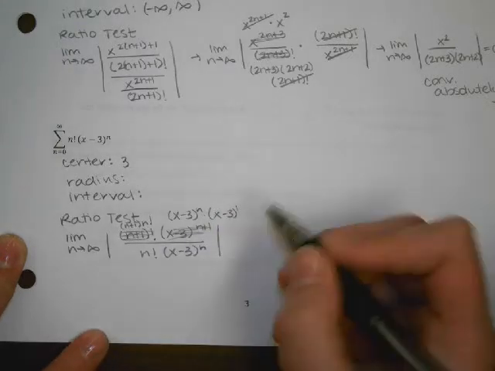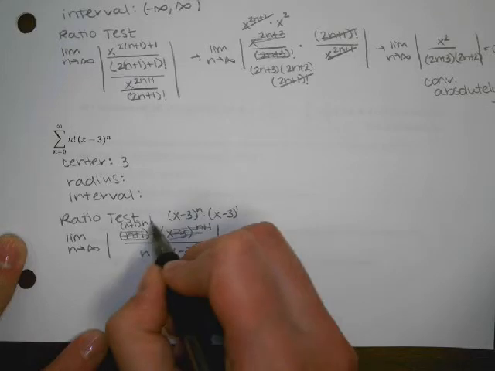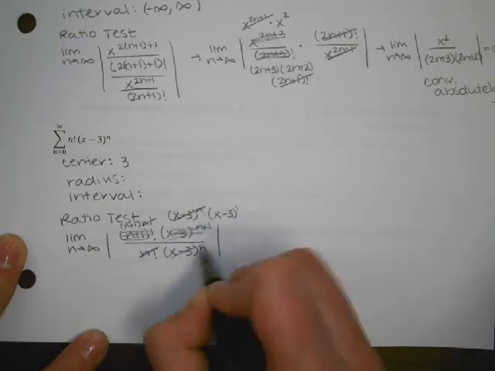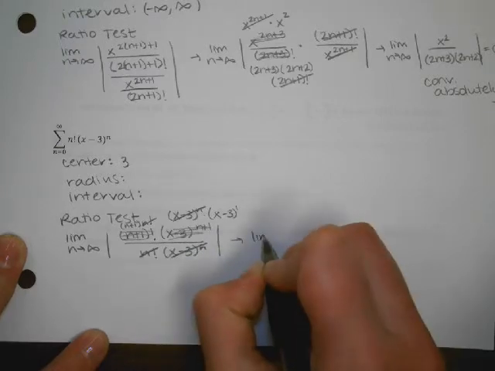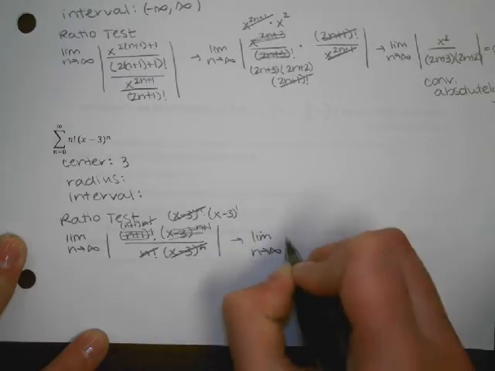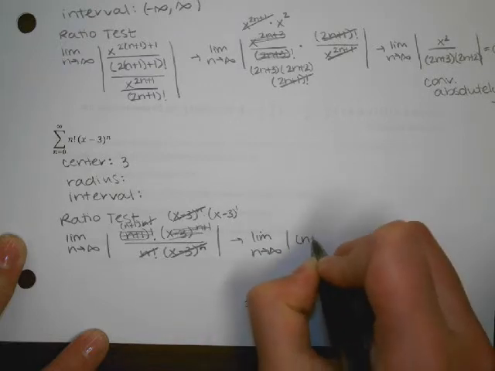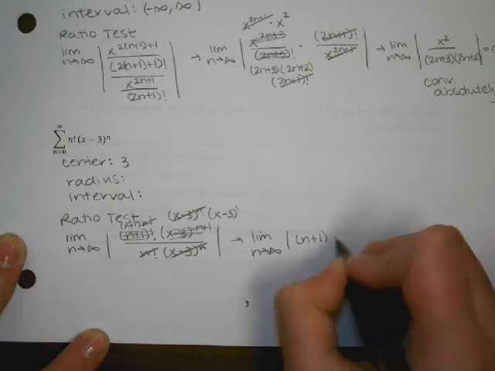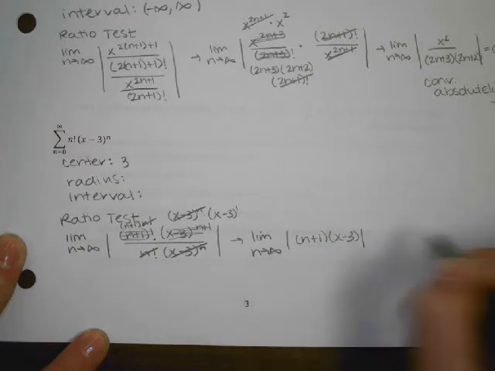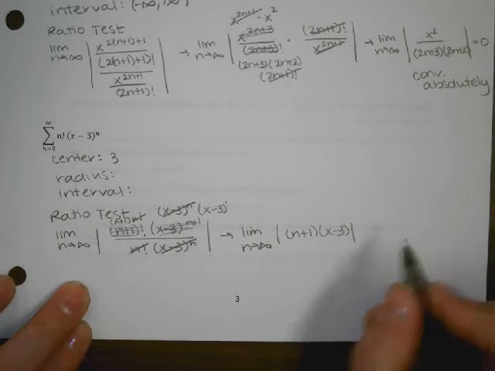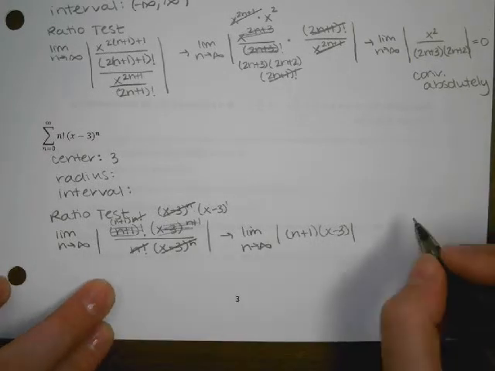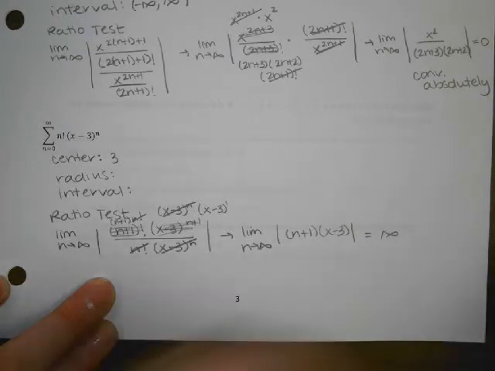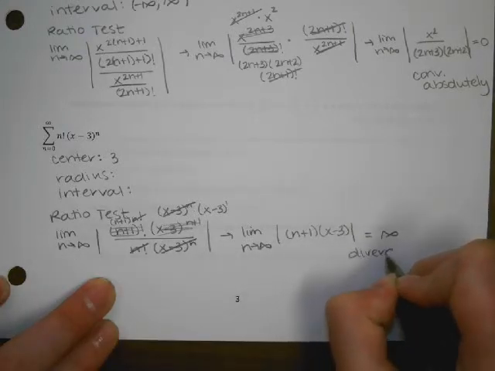And so if I cancel some things out, then I can see that the n factorials cancel, and the (x minus 3) to the n's, those cancel. And so this gives me the limit as n goes to infinity of (n plus 1) times (x minus 3). And I could put that over 1 or not put that over 1. It doesn't really matter. But everything on the bottom canceled out. And so if I evaluate this with infinity, it would be infinity. And so this one's going to diverge.